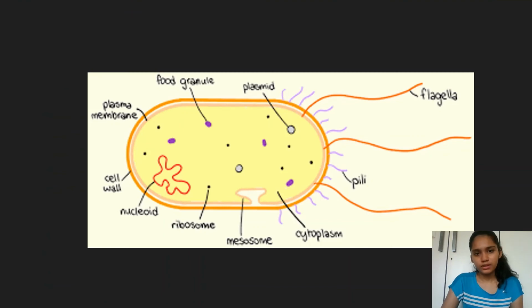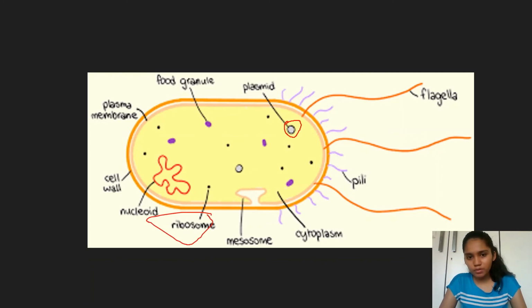This is an example. So here you have plasmids, which are like loops of DNA. You have food granules, which are made of lipids and glycogen. You have the membrane, the cell wall, the small ribosomes, cytoplasm, and the flagella. Those are the main structures that you need to know.